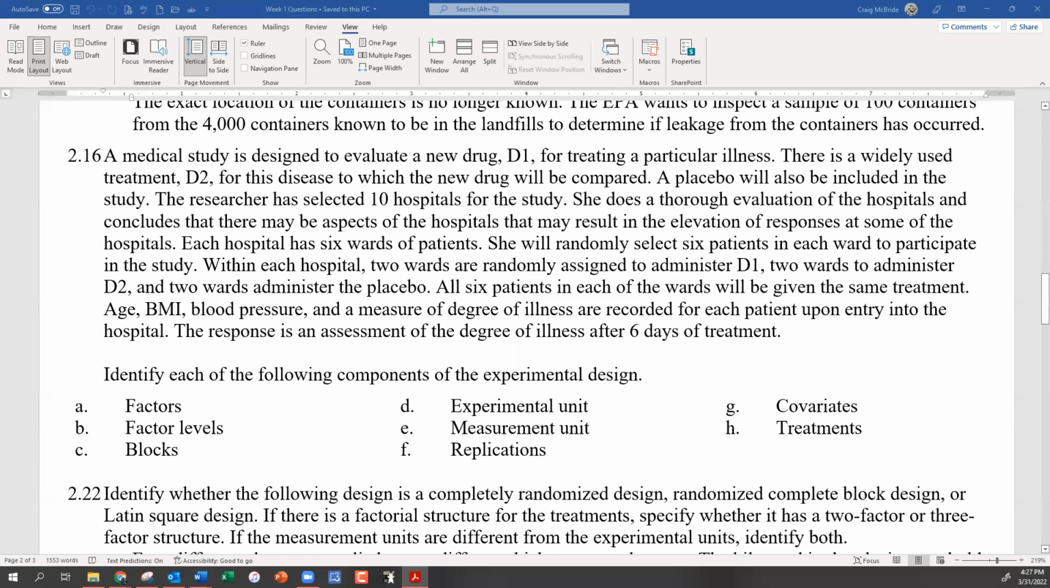The drug? There you go, Tamika. Great job. The factor is simply the type of drug. And then what would the factor levels be?